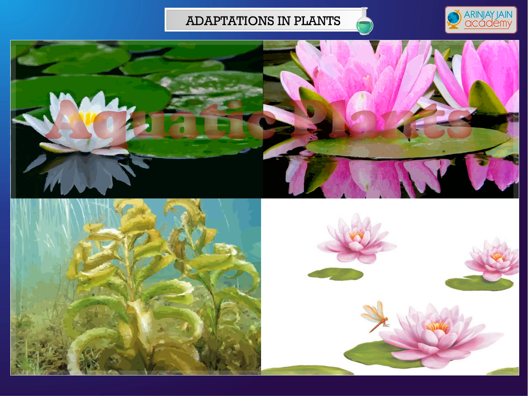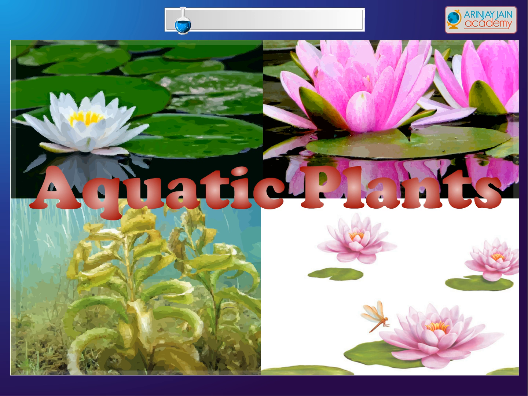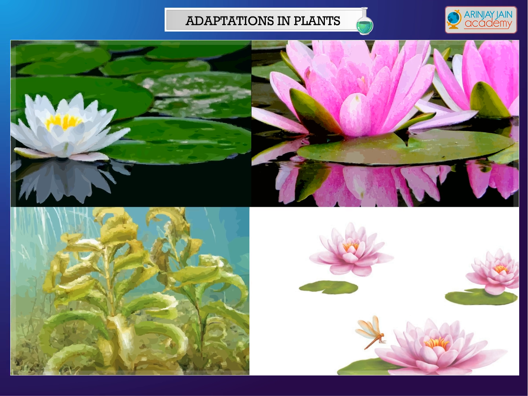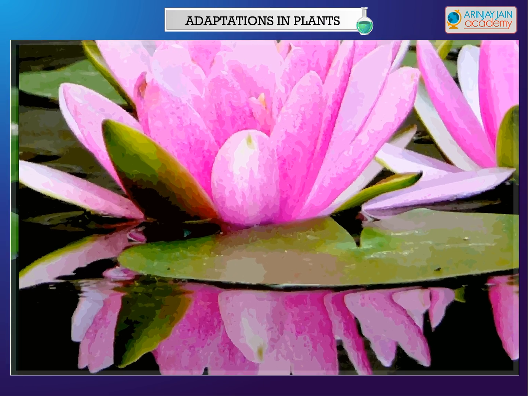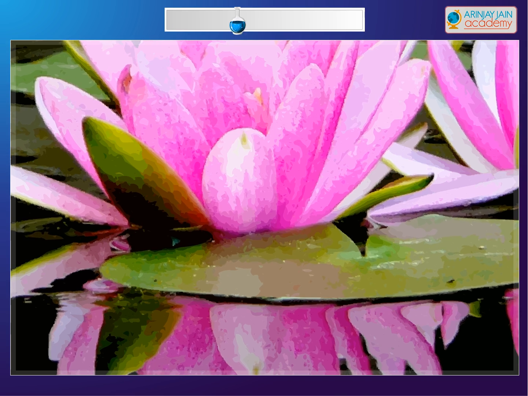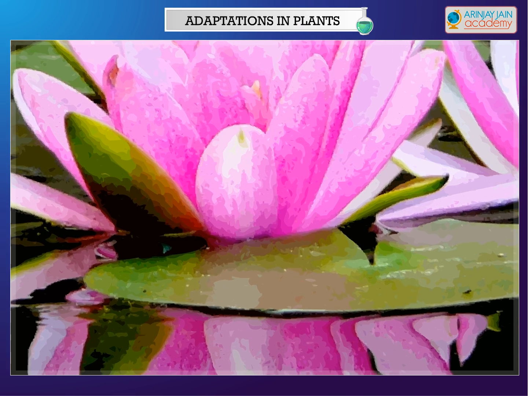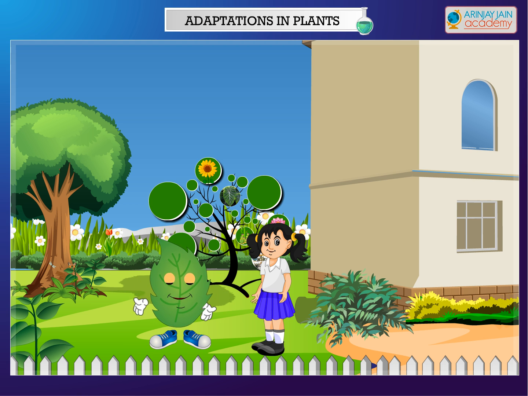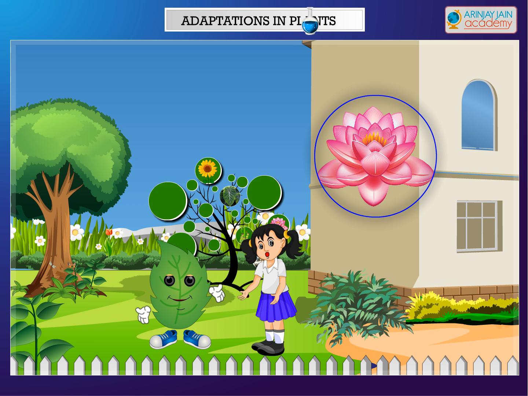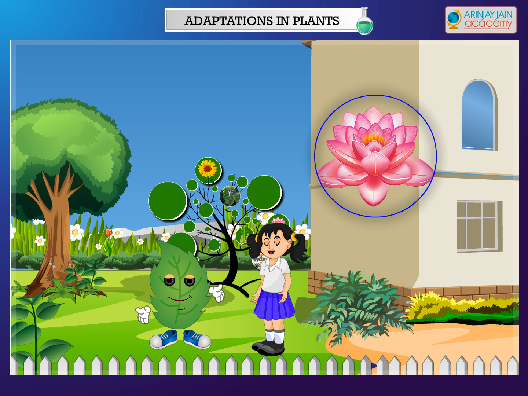Now, the second group of plants, aquatic plants. Plants that grow partly or wholly in water are called aquatic plants. Aquatic plants have adapted to living in aquatic environments. These plants can only grow in water or in soil that is permanently saturated with water. Can you give an example of a plant that grows in water? Yes, lotus. It is our national flower.